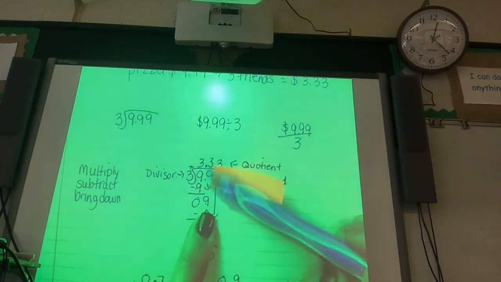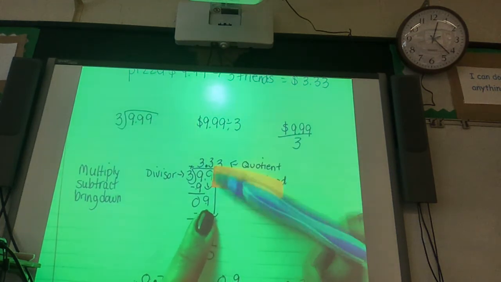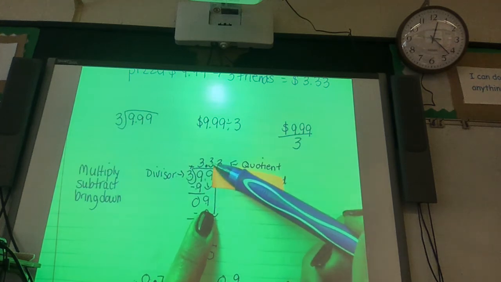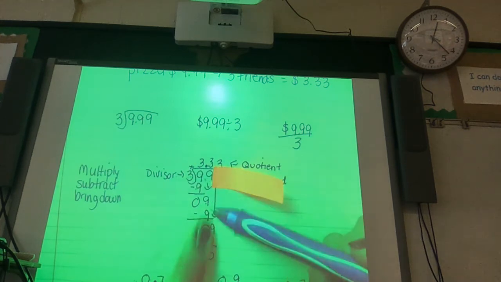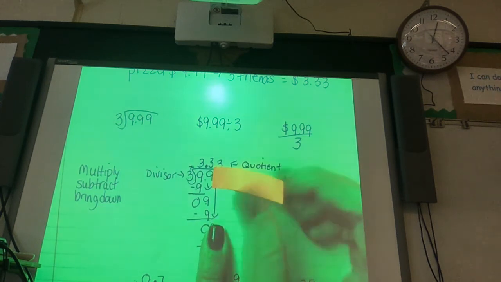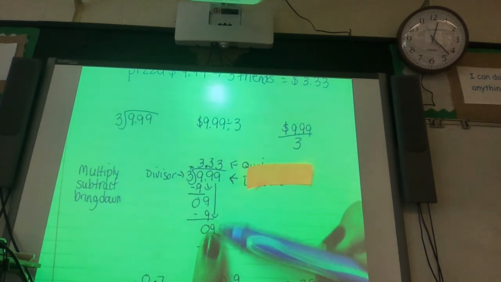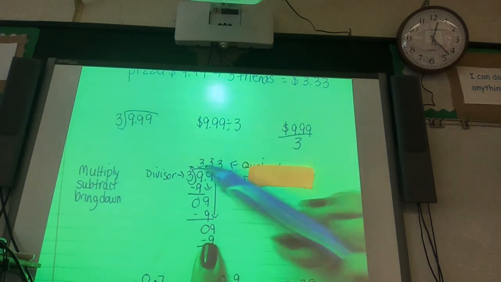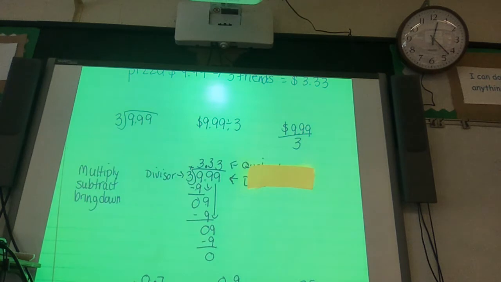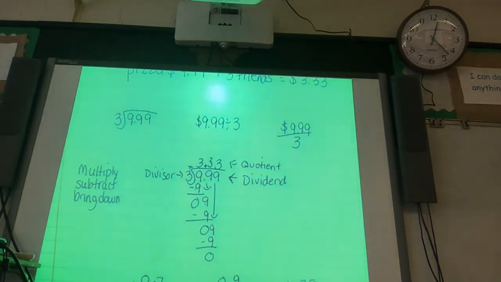So I bring down my 9. And I ask myself again, what times 3 would get me to 9? And of course, it's 3 again. 3 times 3 is 9. I subtract, I get a 0. And I bring down my 9 again. 3 times 3 is 9. 9 minus 9 is 0. And I have a 0 remainder.